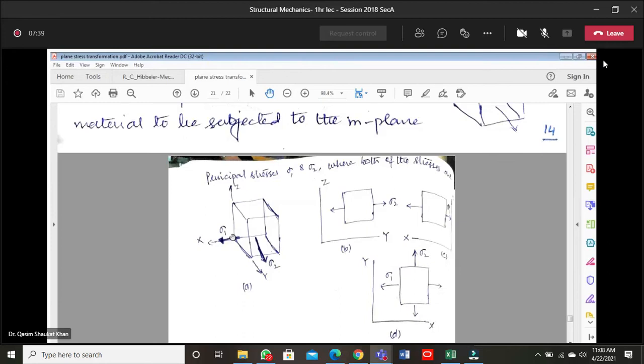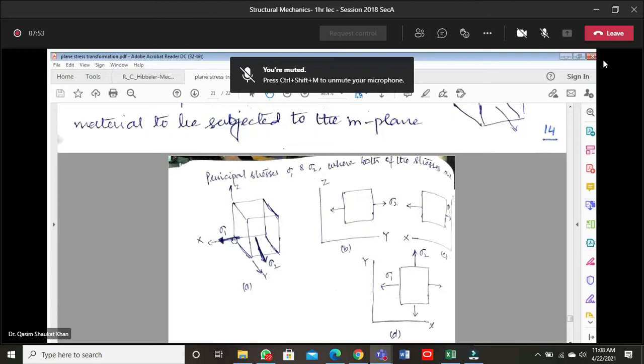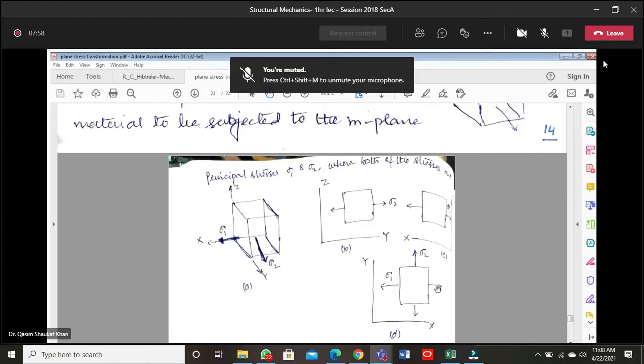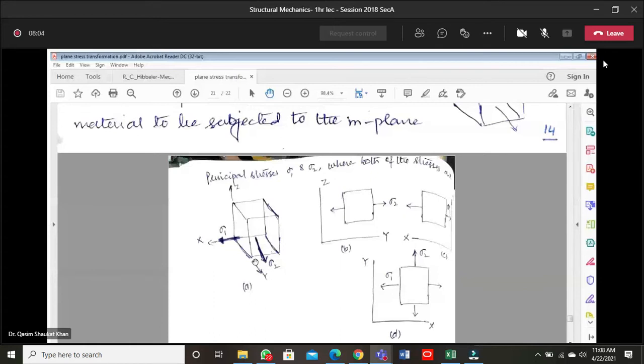Now, this has been drawn in two dimensions. We started with the yz plane. As you can see, there is no normal stress acting along the z-axis, and along the y-axis there is sigma 2. So in two dimensions I can represent that as sigma 2 acting along the y-axis, and there is no normal stress acting along the z-axis.